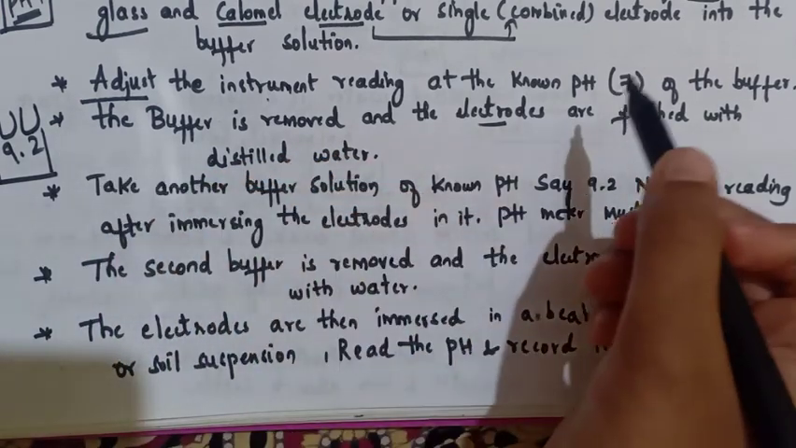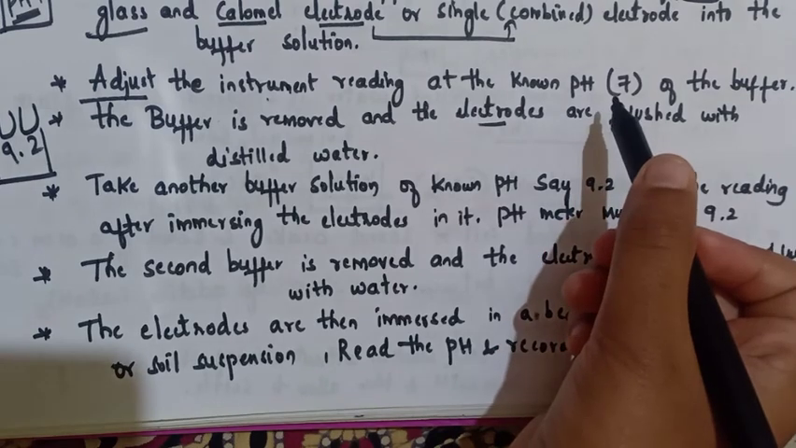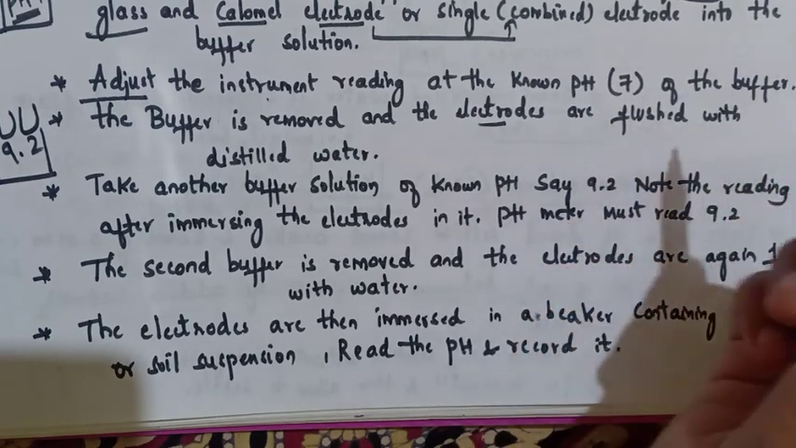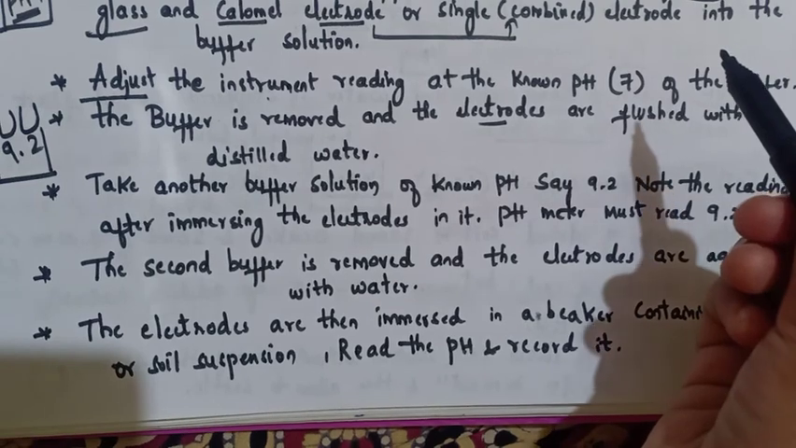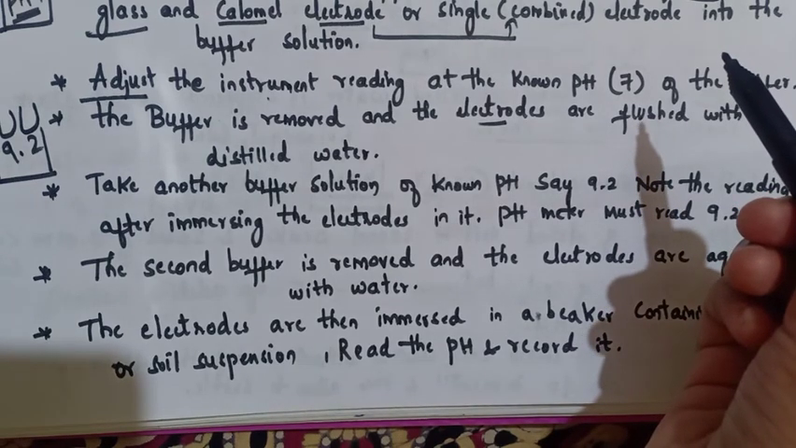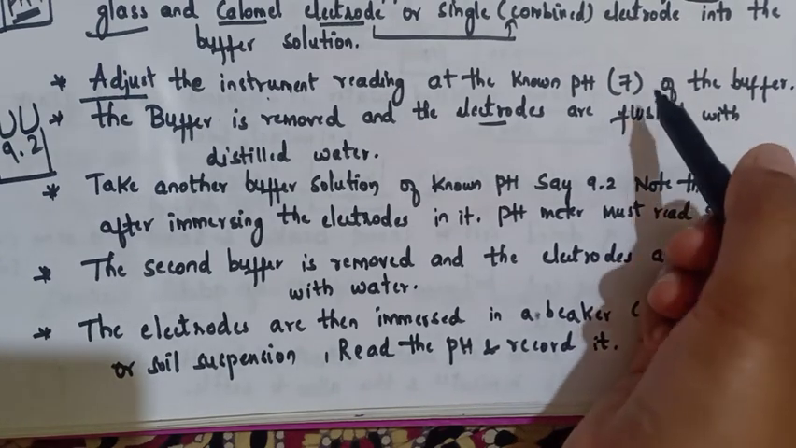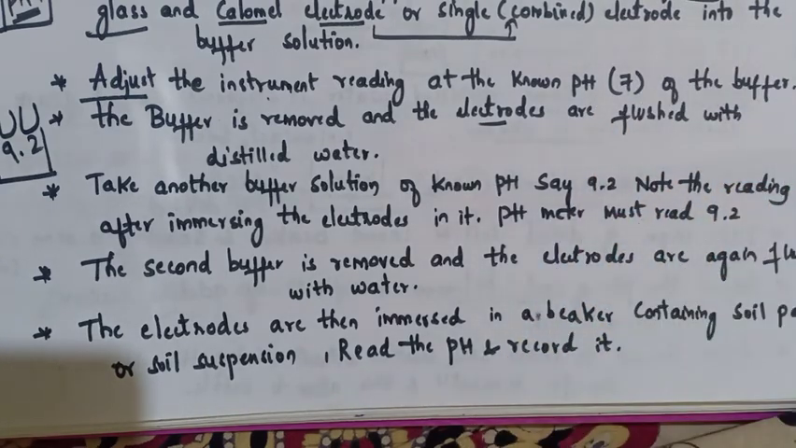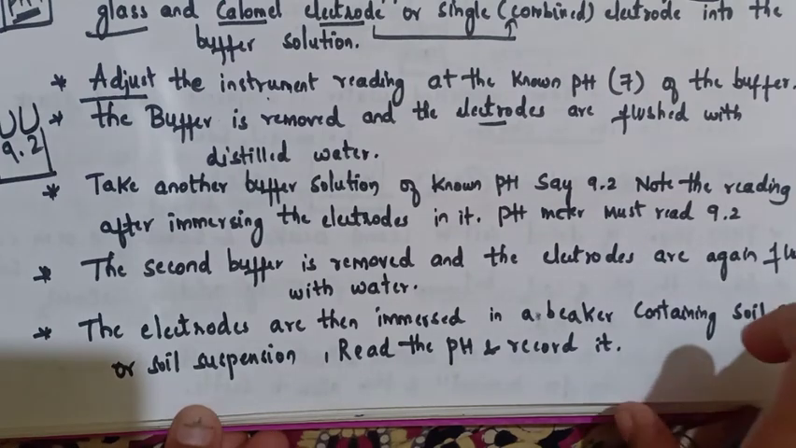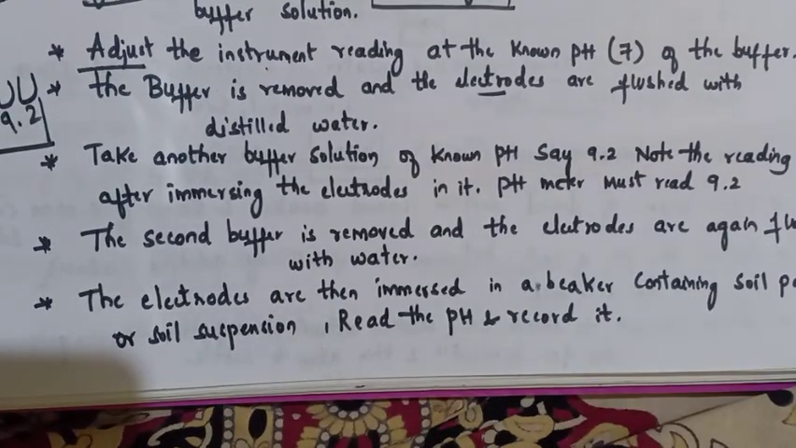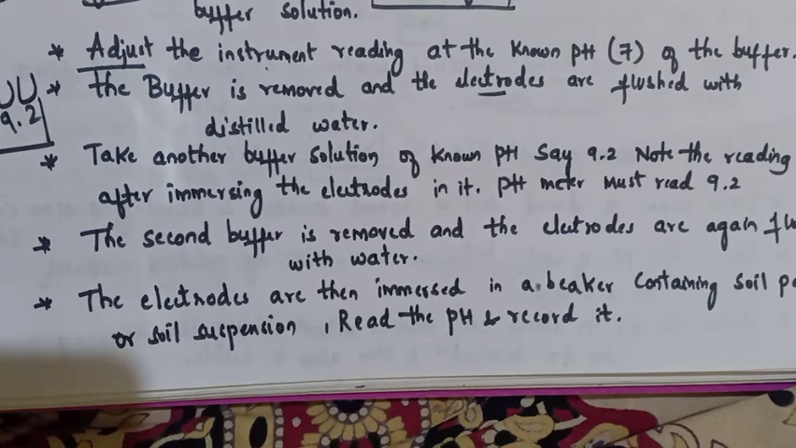It is the same for the pH 7. We have to note the reading for this pH 7. If the pH meter is not showing the 7 pH, then we have to adjust the instrument to the pH 7. Like this, we will calibrate the pH meter to get accurate pH readings. Then we have to remove the second buffer and wash the electrodes with water. Now we have calibrated the pH meter.